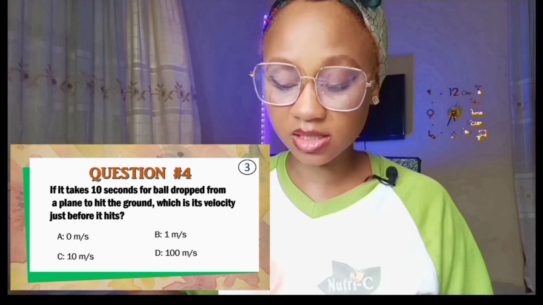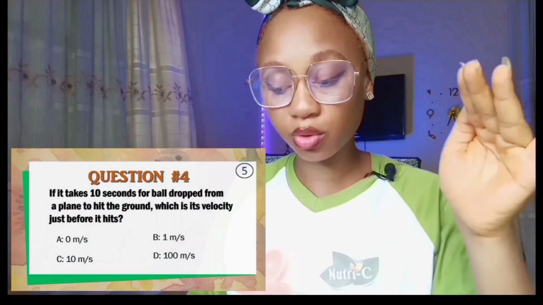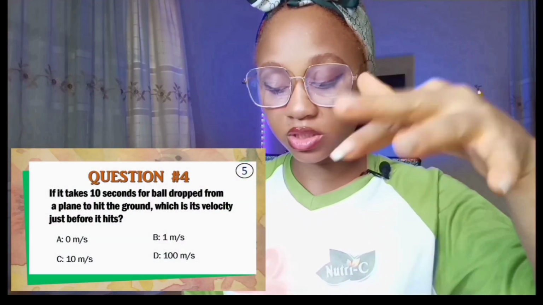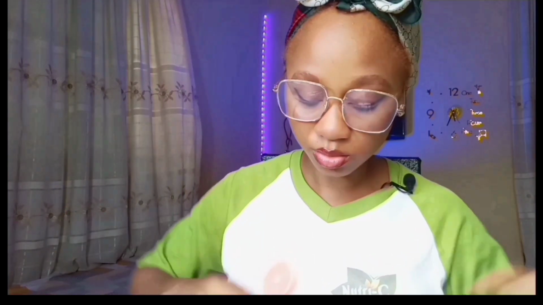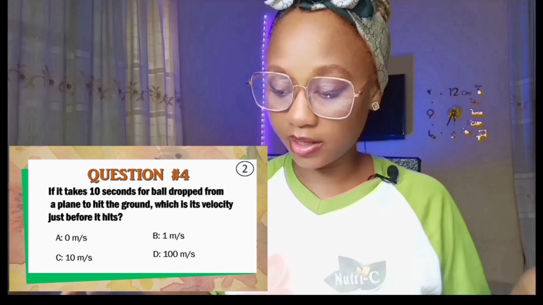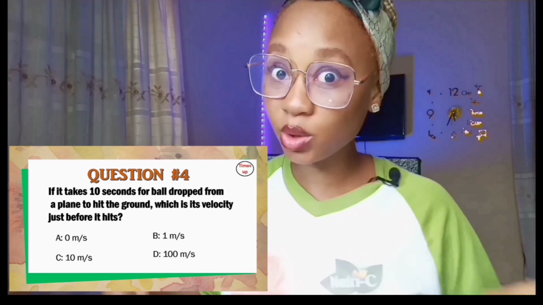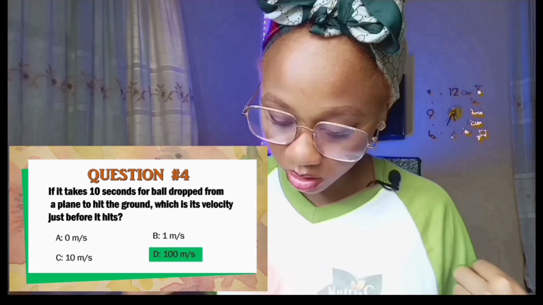Next question. It takes 10 seconds for a ball dropped from a plane to hit the ground. What is its velocity just before it hits the ground? So it takes 10 seconds for a ball dropped from a plane to hit. What was its velocity? 0 meters per second. I remember this thing in physics, right? A ball that is going down against gravity, down is 0. I don't know how to explain it, but I think it's 0. Let me not embarrass myself and my teachers, but I feel it's 0.